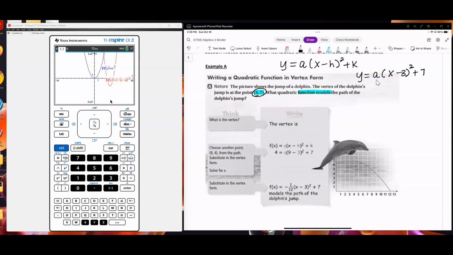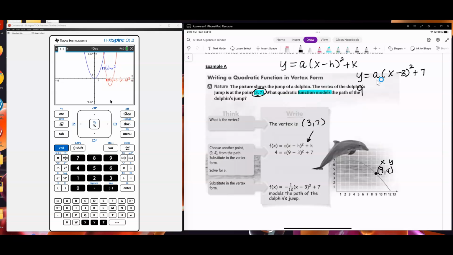It says here, think, what is the vertex? We already answered that. The vertex was (3, 7), and we went ahead and substituted it into the equation. Now, we do have a model to the right here. We know there's a point in this quadratic model that is (9, 4). So I know that 9 represents x, and 4 represents y. What they want us to do is substitute and then solve for a.